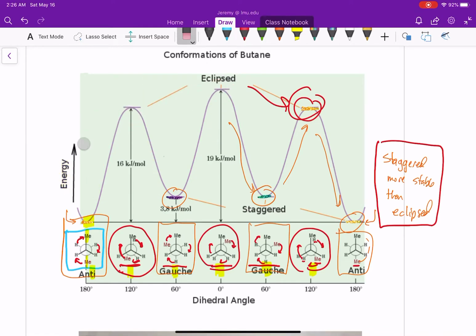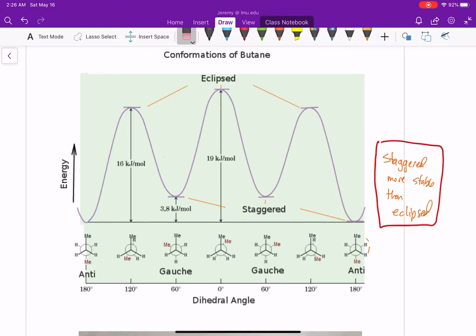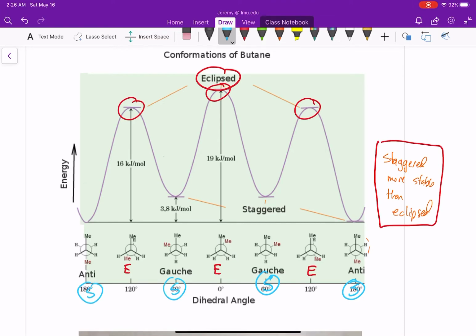All right, so let's clear this out so we can visualize this again. I'm going to highlight eclipsed, eclipsed, eclipsed, eclipsed, here, here, and here. Those are higher in energy than the staggered conformations. Staggered, staggered, staggered, staggered. There are our staggered conformations here. So staggered is more stable than eclipsed. So that's the first thing we see.